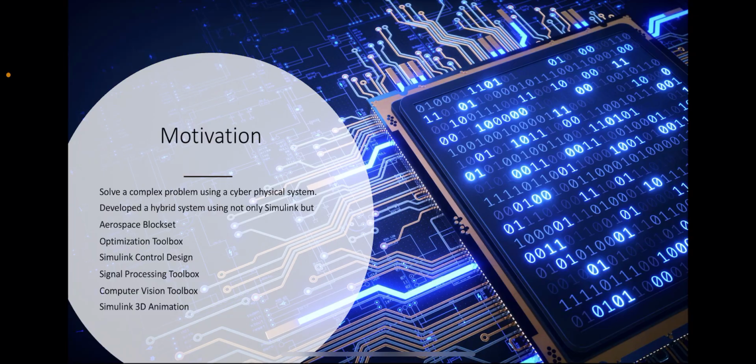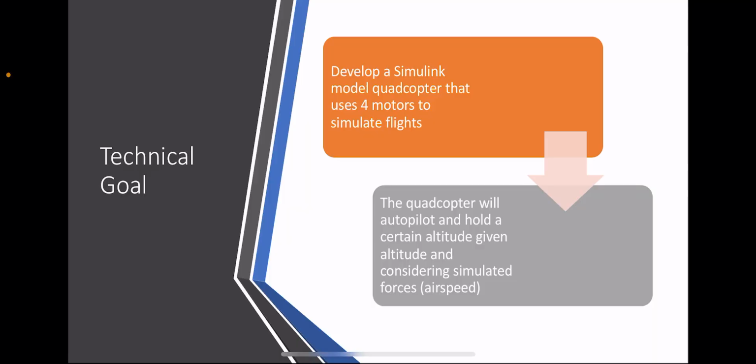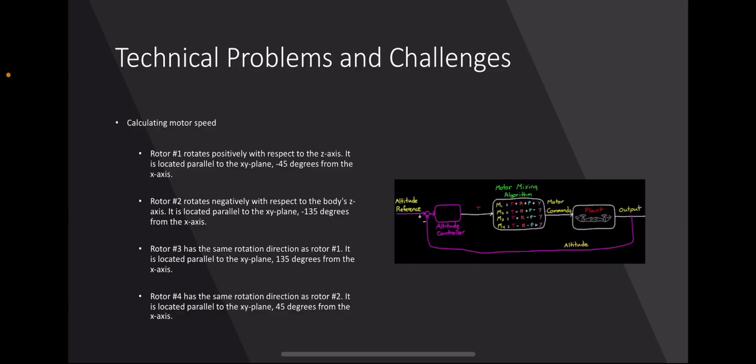My motivation for this project was that I wanted to create a drone simulation using other tools outside of Simulink, and so I also used a Simulink 3D animation tool to simulate airspeed as well. And so the technical goal for this project was that I wanted to develop a Simulink model quadcopter with four motors that simulated flight, and it was also able to hold a certain altitude given outside forces like airspeed.